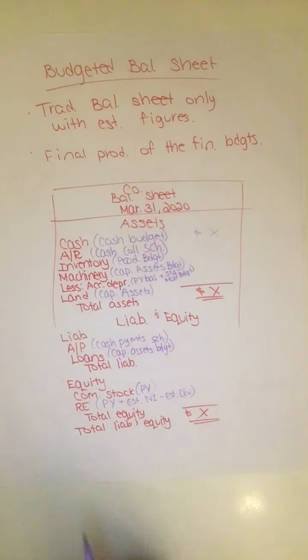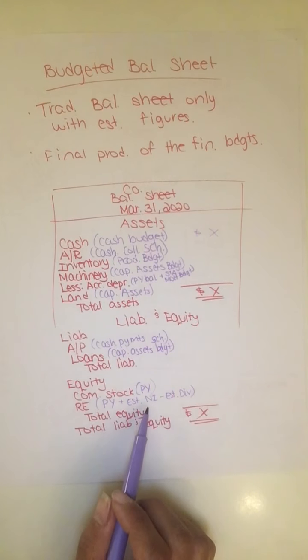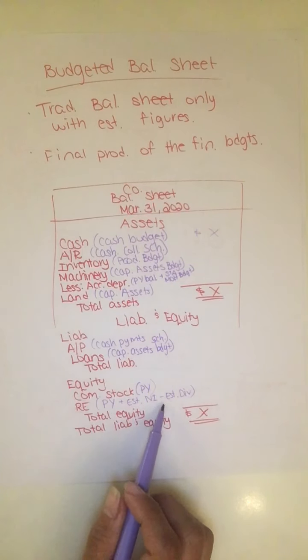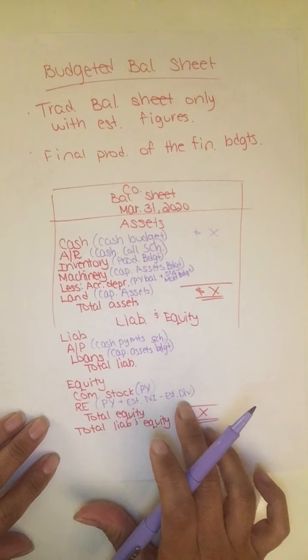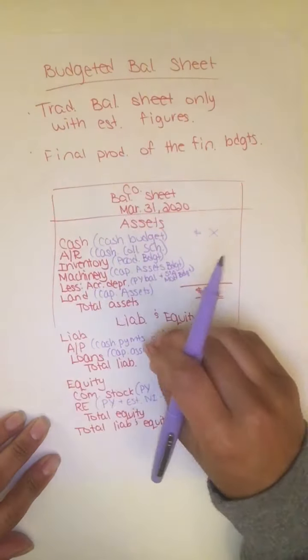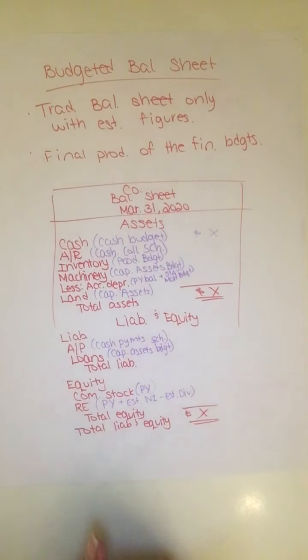Because we remember how to calculate retained earnings, right? It's your beginning balance, which would be from prior year, plus what we think our net income is going to be, which would come from your budgeted income statement, minus your estimated dividends. We saw dividends on the cash budget. So this is that end product, and everything on here is going to pull from one of your prior budgets.